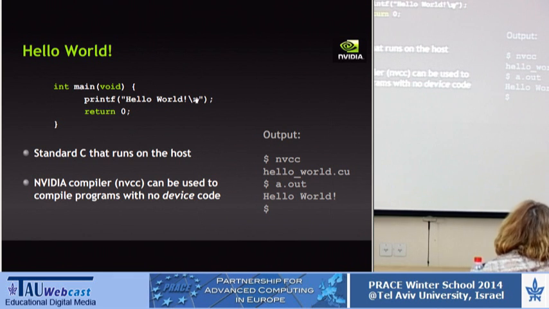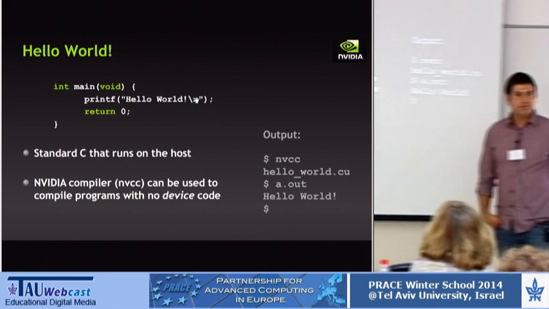Okay, so this is a hello world. Many people have seen this code. Standard C, it runs on the host, and the only difference between this hello world and the usual C++ hello world is that we're not going to compile it with GCC, we're going to compile it with NVCC. So actually, this is where we start writing code.